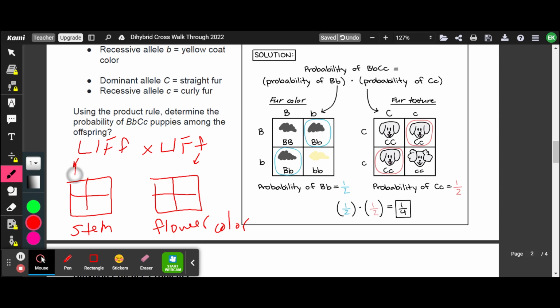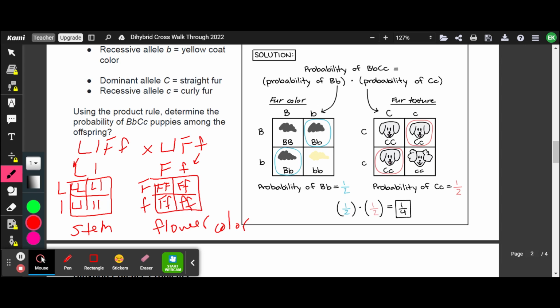So I'll have the first parent being heterozygous across the top and the second parent being heterozygous across the side, and then shuffle the L's into the Punnett square. I'll do the same thing for my F's for the flower color, heterozygous for flower color across the top and the side, and then shuffle the F's into the Punnett square, showing the possible combinations of alleles in the offspring.